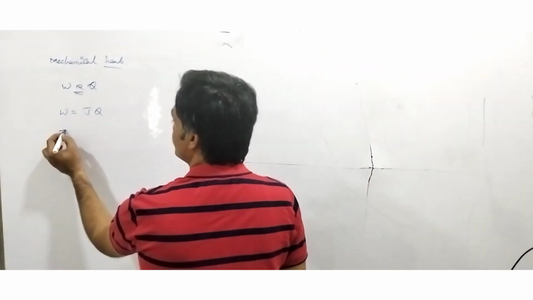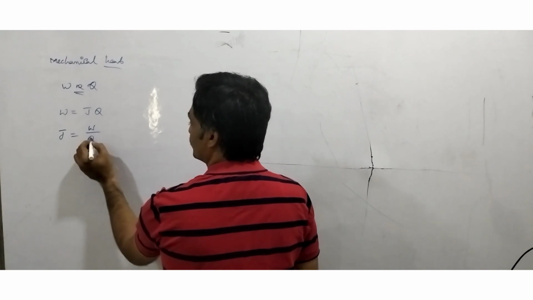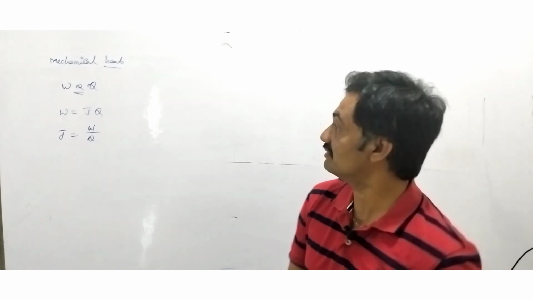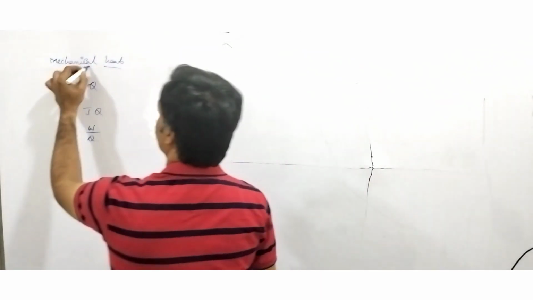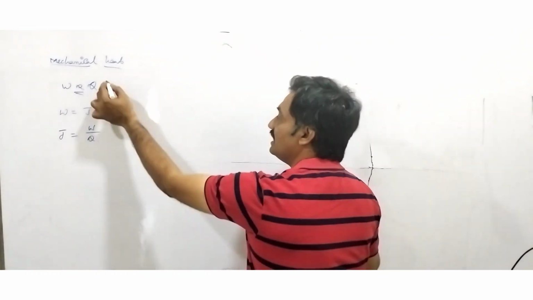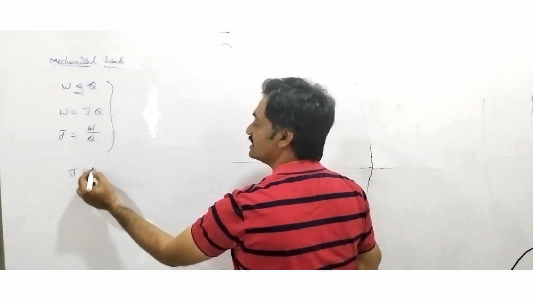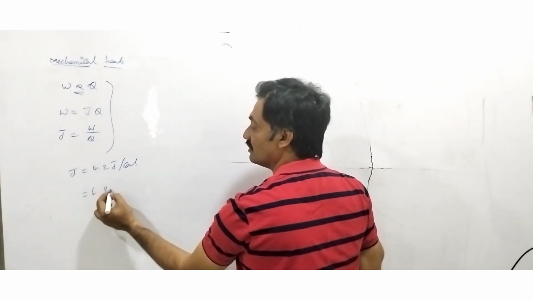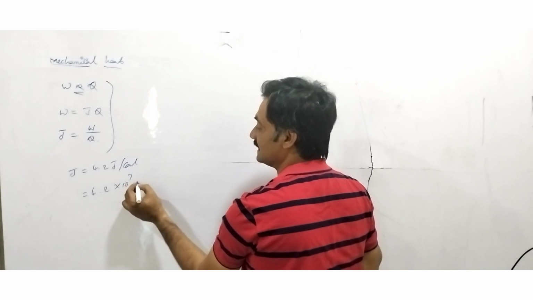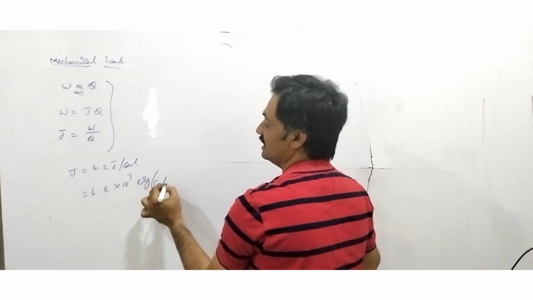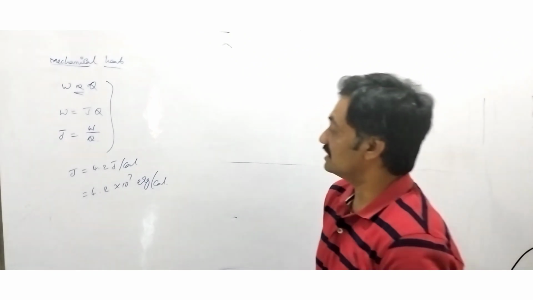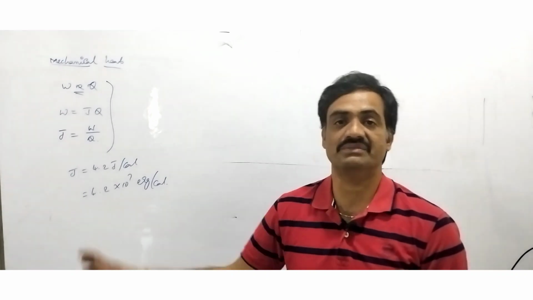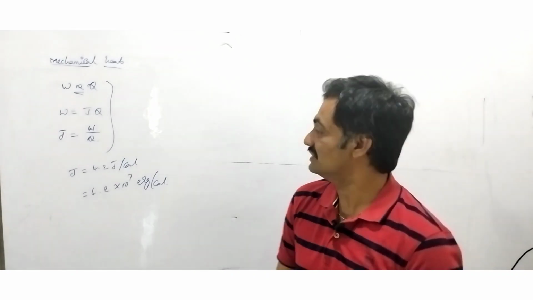So J is equal to W by Q. Based on that, we can say that the amount of heat liberated completely depends upon the work done, by considering the mechanical equivalent of heat. The value of J is 4.2 joule per calorie, or we can also represent it as 4.2 into 10 to the power of 7 erg per calorie in the CGS system. The actual common value is 4.186, but instead we represent it as 4.2 joule per calorie.